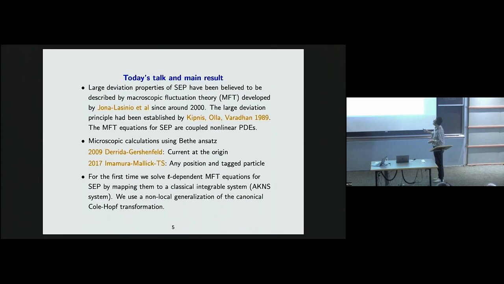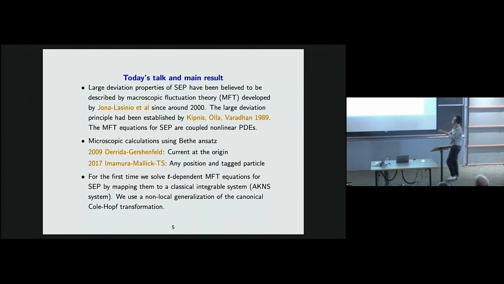which was initiated and developed by Jona-Lasinio and the group from around 2000. This is called Macroscopic Fluctuation Theory, and we may abbreviate this as MFT. This gives a prescription to describe the large deviation property of classical, in particular diffusive, systems. And in fact, in probability theory, an almost equivalent formulation was already established by Kipnis more than something like 10 years ago.